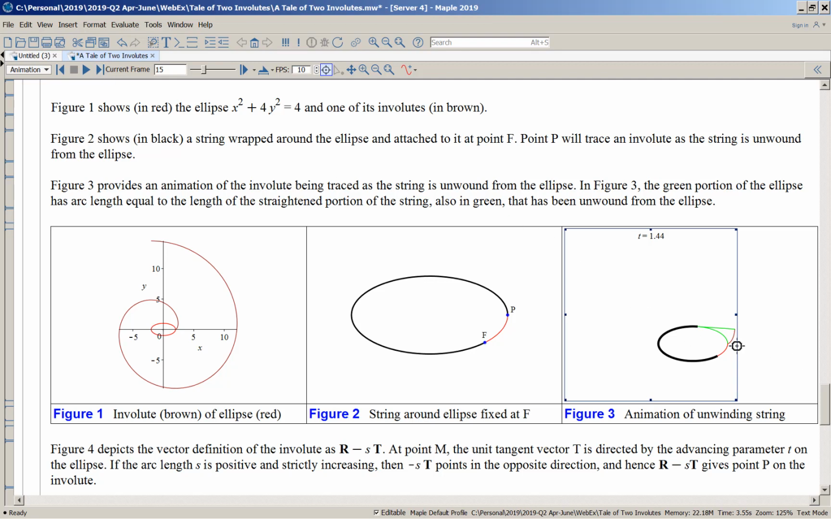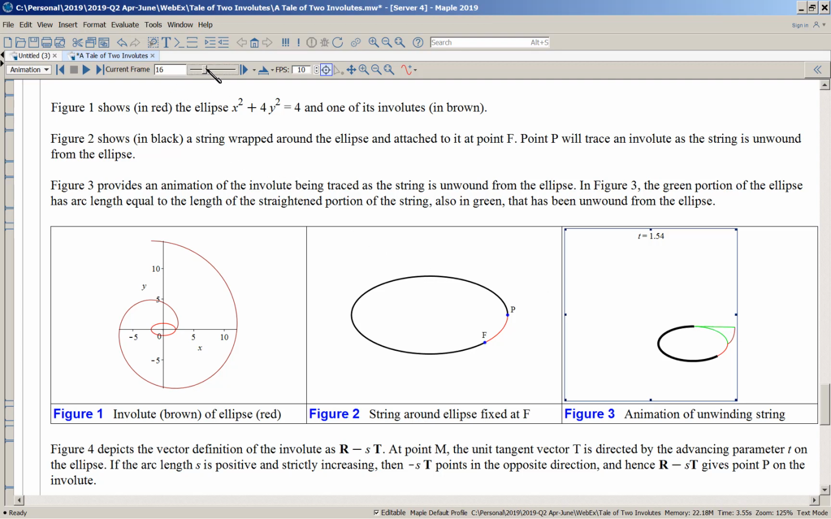And the pencil will trace out the involute. Now, the green portion of the ellipse has arc length S, and that's a length of string, and you're pulling it tight, so the green line has the same length. And because I'm holding the string taut, this green string leaves tangentially from the ellipse.